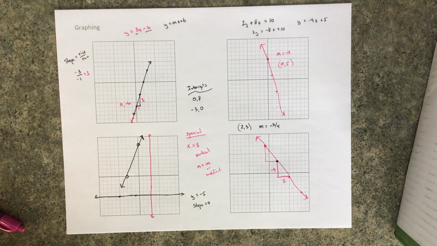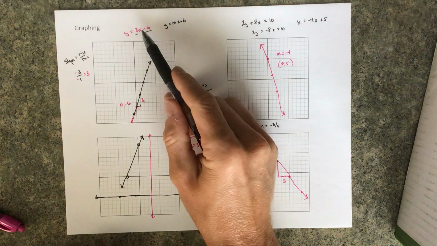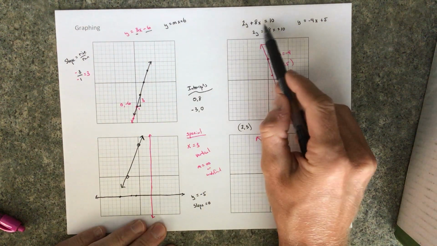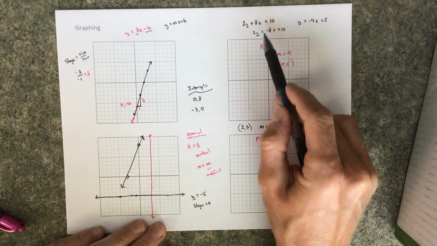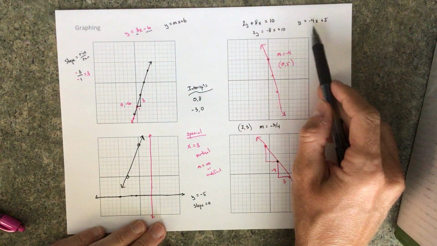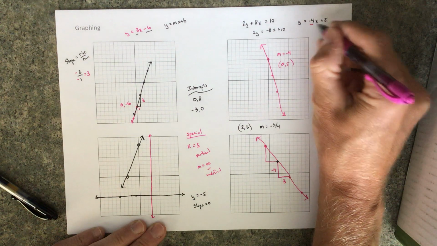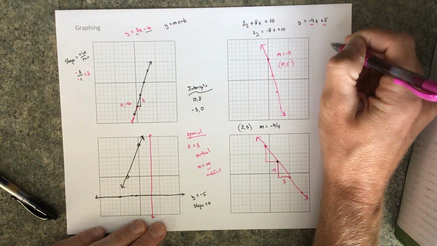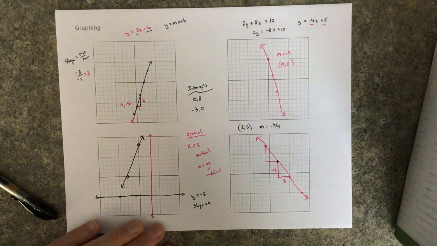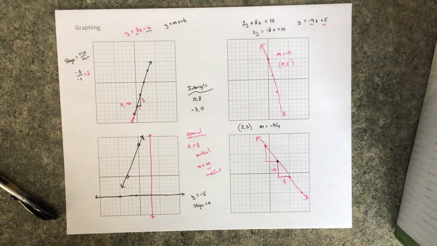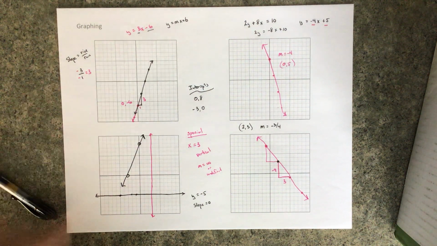So graphing from intercepts, graphing from 2 points, graphing from a slope and a point, or a slope and the y-intercept, graphing from y equals mx plus b, and then graphing from standard form. Again, if you have standard form, just go ahead and solve for y, and then once it's in y equals form, you know the slope is -4 and the y-intercept is (0, 5), and then go ahead and plot it. Okay? Hopefully this helps you get started and reminds you of what you learned in Algebra 1 about graphing lines.